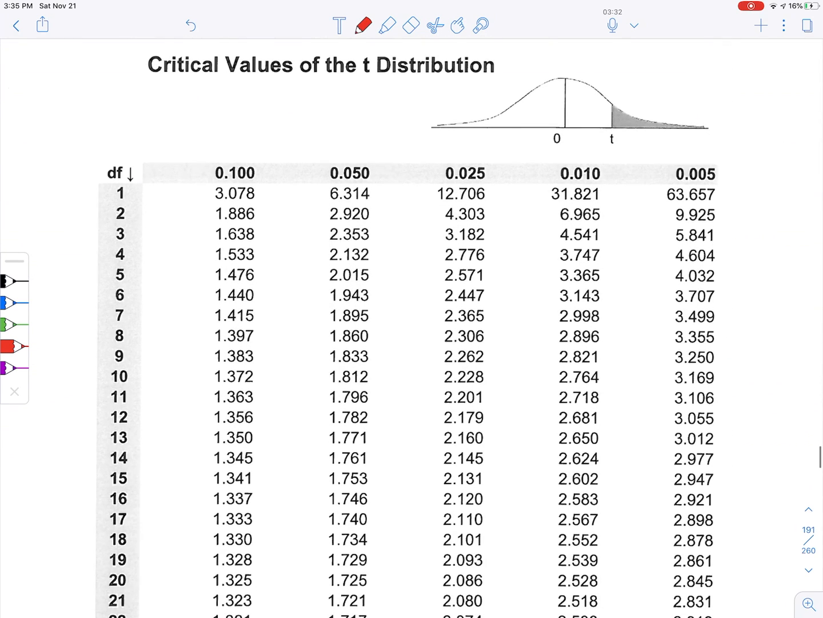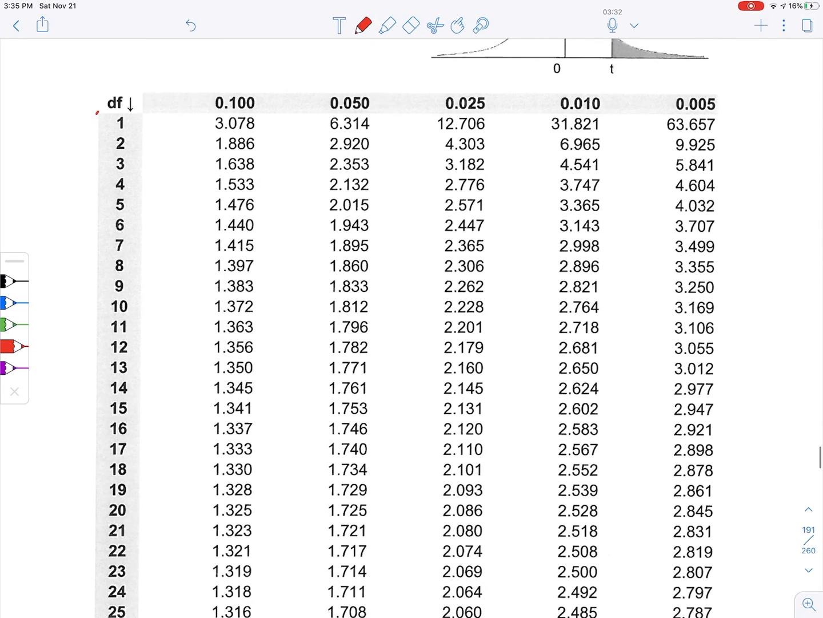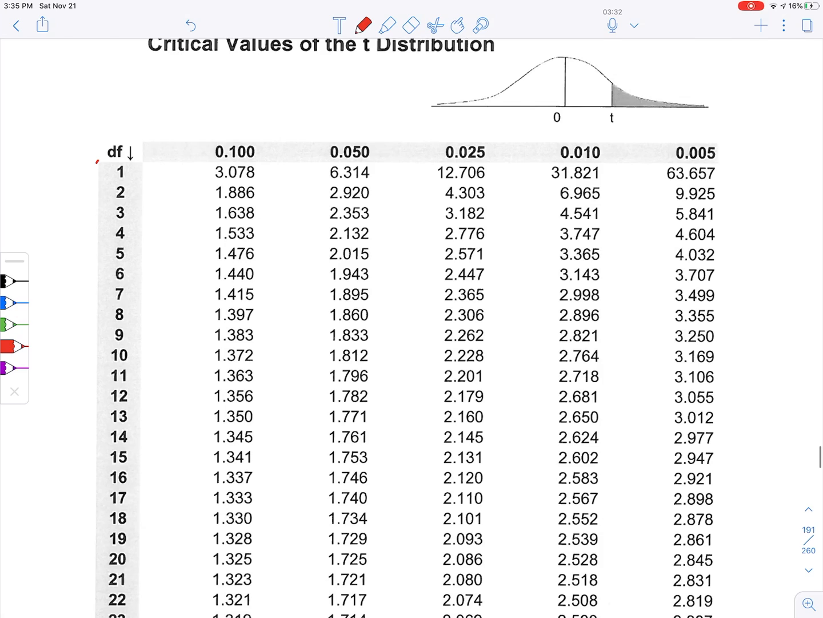So this is a t-table, and it's set up a little bit differently than a normal table. Think of the Z table back in the last unit. The differences are as follows. First of all, you'll notice that we've got this thing down the side called the degrees of freedom. As I mentioned, a t-distribution is more flattened out when you've got lower degrees of freedom. As the degrees of freedom increase, you end up with a tighter distribution, so it gets closer and closer to a normal distribution.